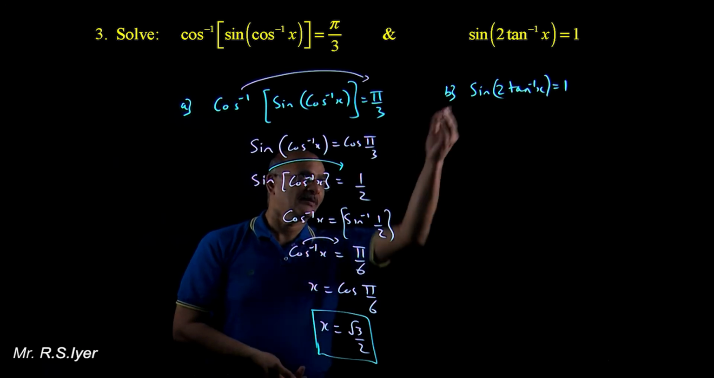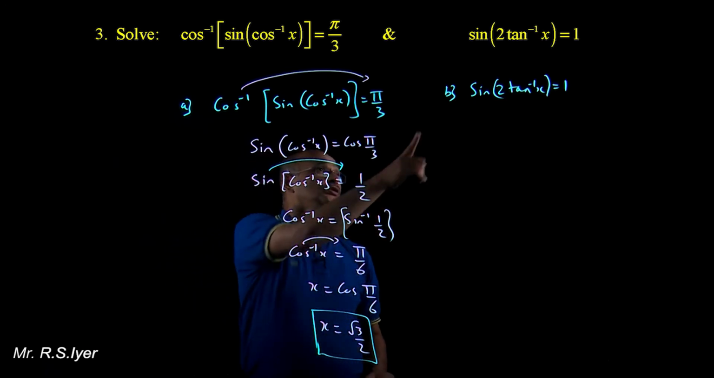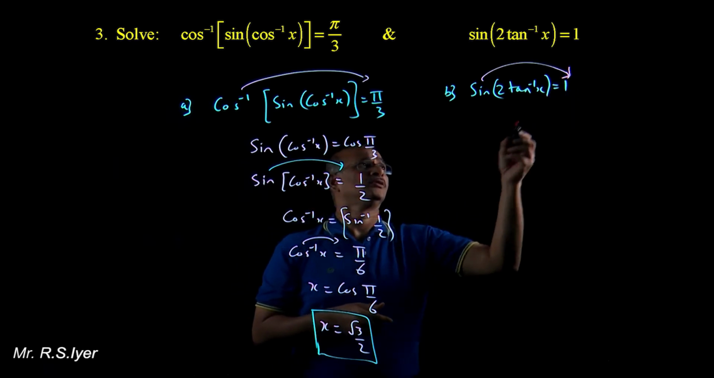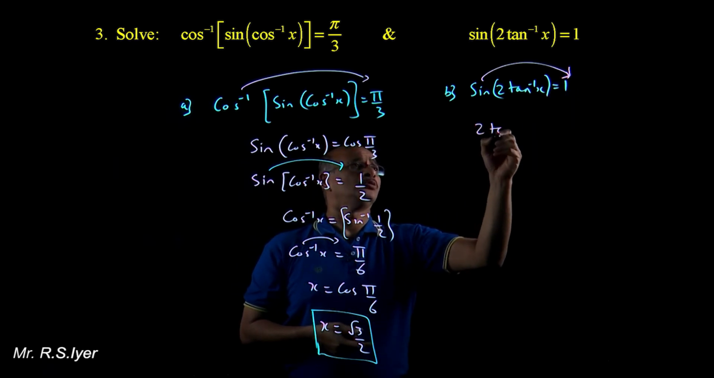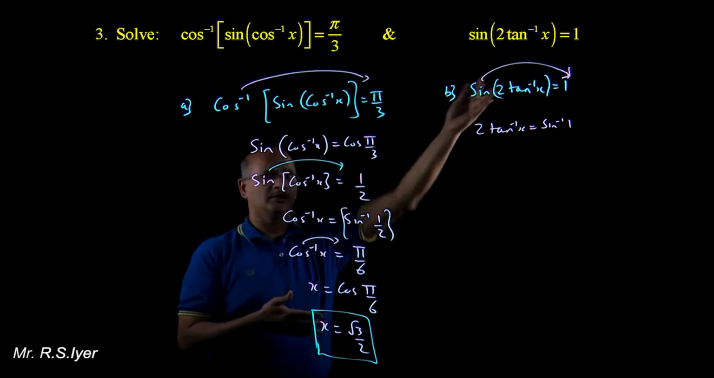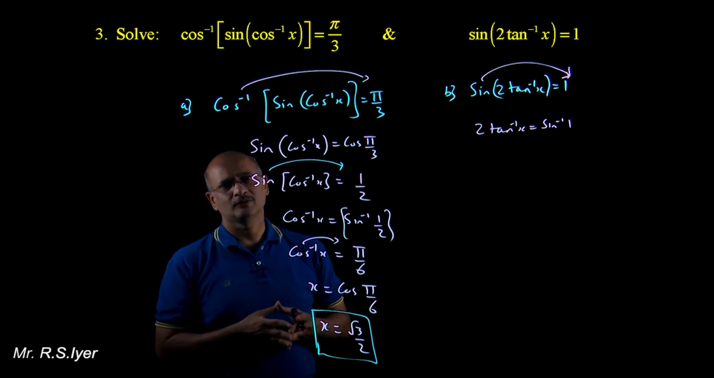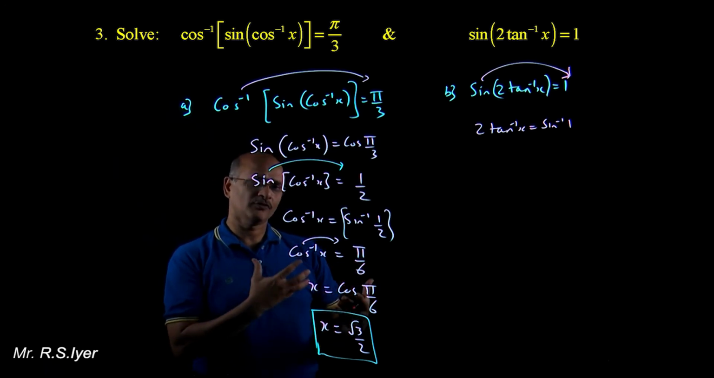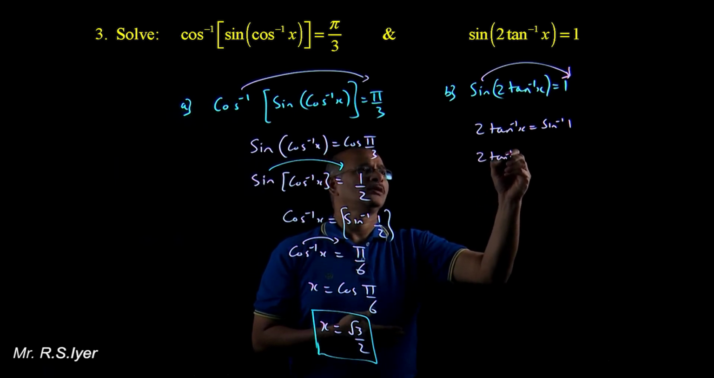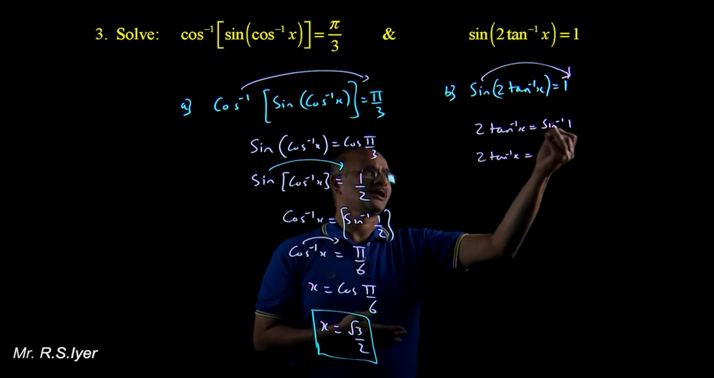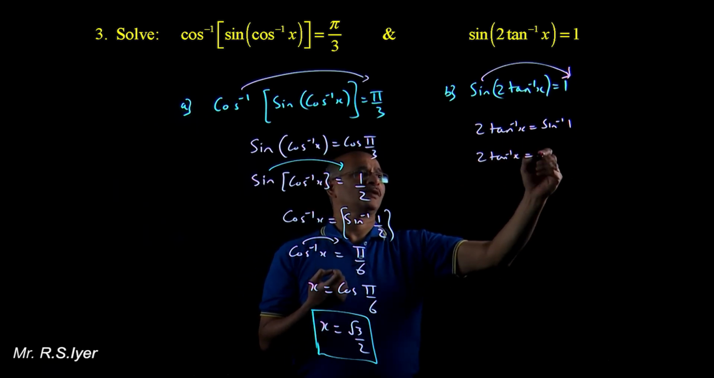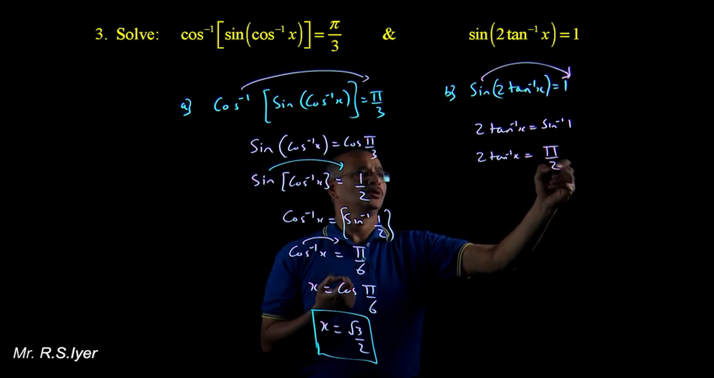Let us take the same type here, the B part. I can shift this sine to this side. So, this becomes 2 tan inverse x equals sine inverse 1. By the way, what is sine inverse 1? What value of sine gives you 1? Pi by 2, sine 90 is 1. So, 2 tan inverse x equals sine inverse 1, and this is nothing but pi by 2.